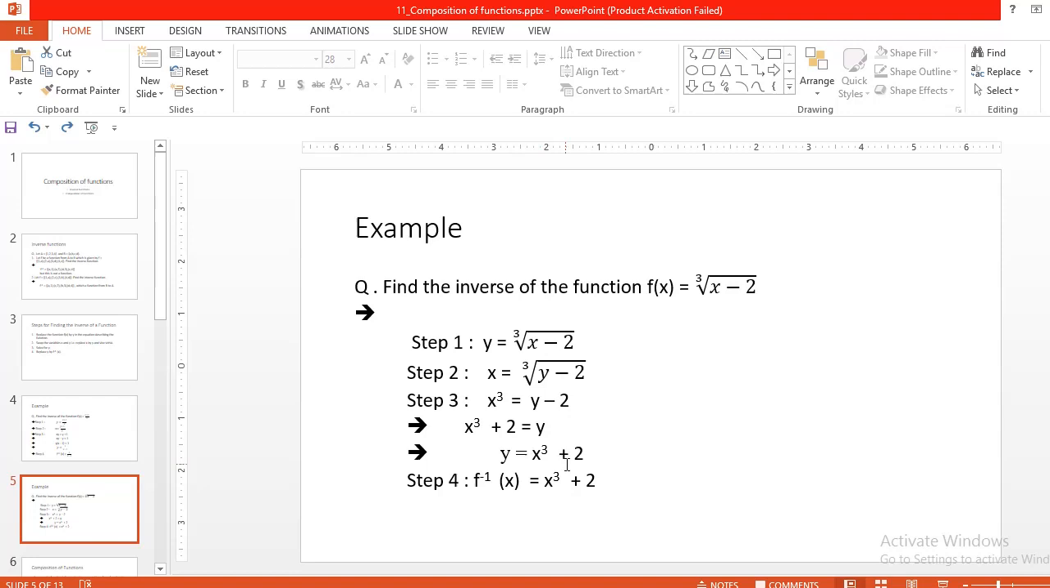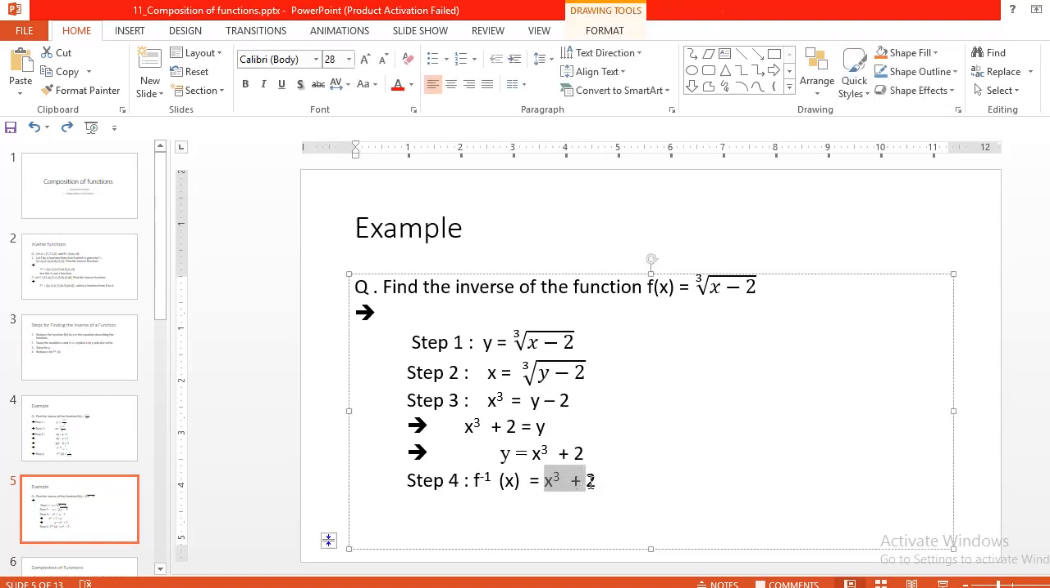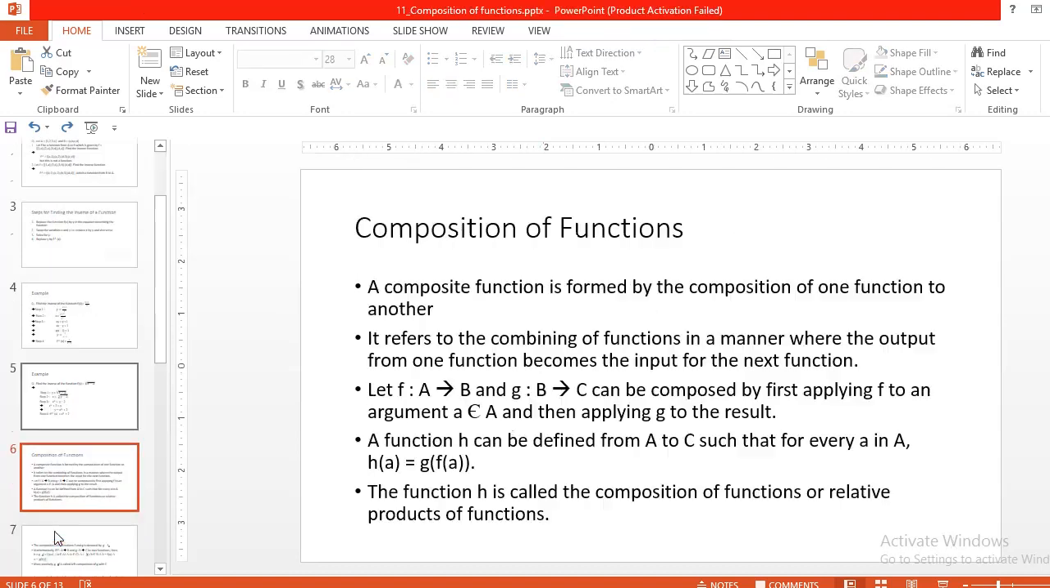And after solving this, we get y is equal to x cube plus 2. And the last step is what? Replace y by f inverse of x. So after solving this, we get the answer of this function. What is the inverse of that function? x cube plus 2. This is the inverse of the function cube root of x minus 2.